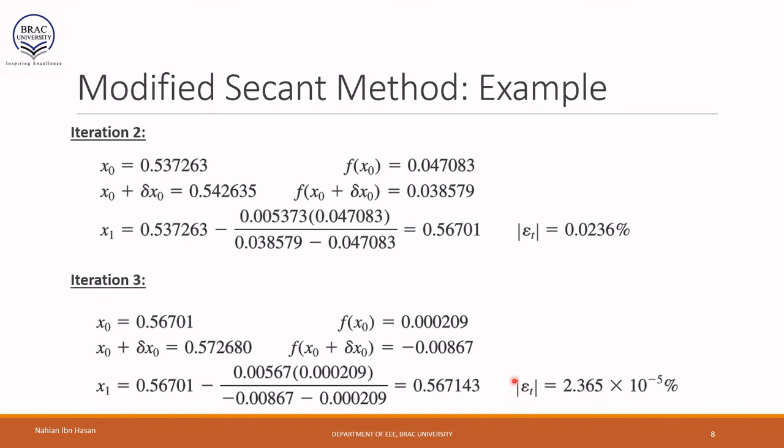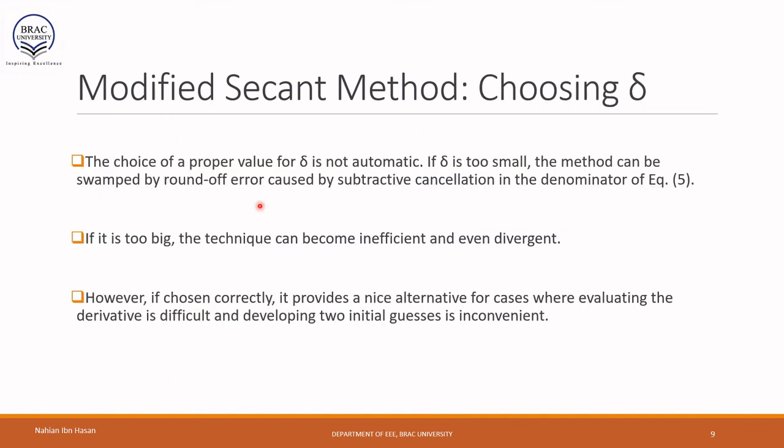We are no longer calculating further iterations. So that's our result. If you see, in the modified secant method, we converge to the original root in very few iterations. So the computational cost was very small. That's the advantage of the modified secant method. If you compare this with the original secant method, you will see that the modified secant method has a faster convergence rate. But the choice of a proper value of delta is not automatic.